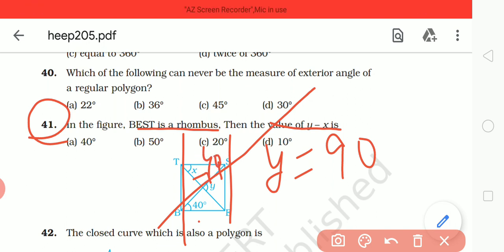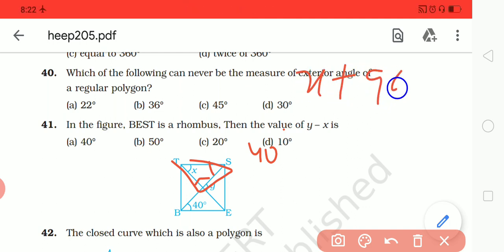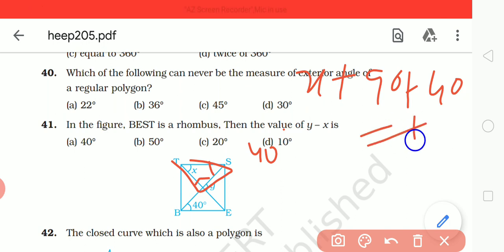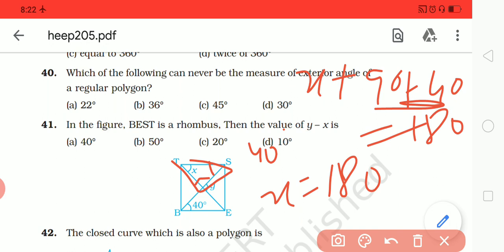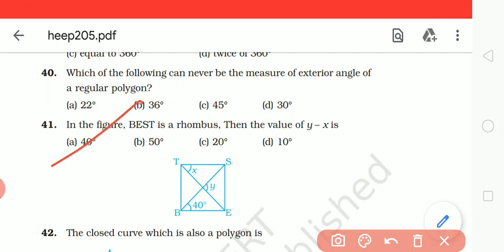So in the triangle, y is 90 here, so this is also 90 degrees and this is 40 degrees, right? So in this triangle we can find x. Sum of the angles: x plus 90 plus 40 equal to 180 degrees. So x equals 180 minus, when you transpose the sum, this is 130 degrees and 50 degrees will be x. Y was 90 and x was 50, so the difference is 40 degrees. So let us check which option is showing you 40 degrees, the first option, right?